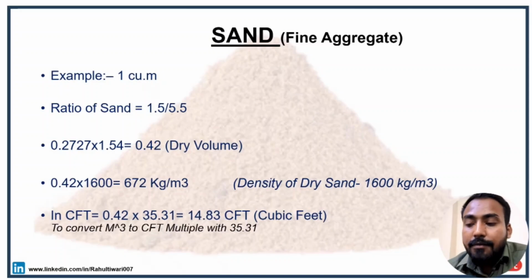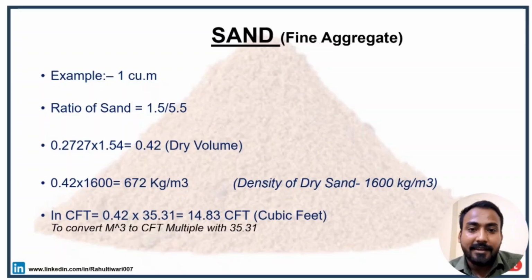Whenever we go to the shop, we don't ask the vendor to give us 672 kgs. We don't purchase sand in kgs, we purchase in cubic feet. So to convert meter cube into cubic feet, we multiply with 35.31. So it is equal to 14.83 cubic feet of sand.